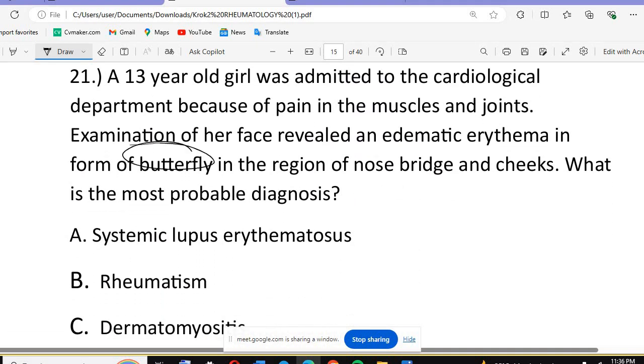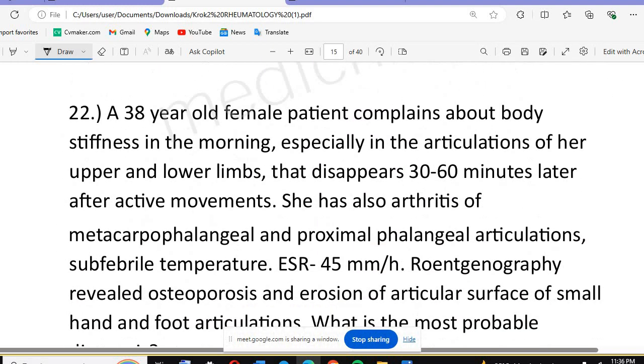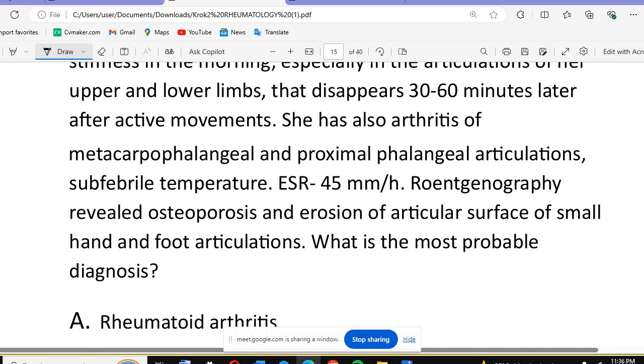If you see a butterfly rash in the region of the nose bridge and the cheeks, that is systemic lupus erythematosus.